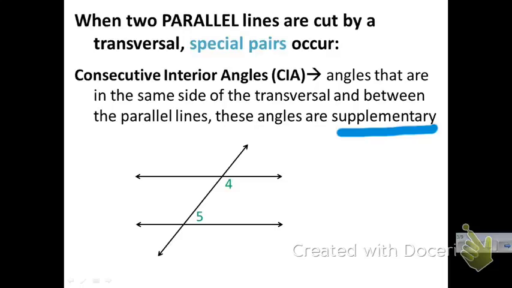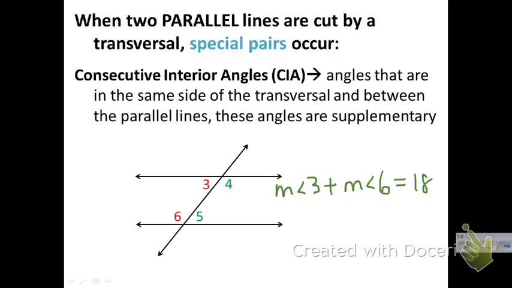To be supplementary, it means that the measure of their angles will add to be 180. We have another pair on the other side, and so we can also write a statement for this. The measure of angle 3 plus the measure of angle 6 is 180 degrees.